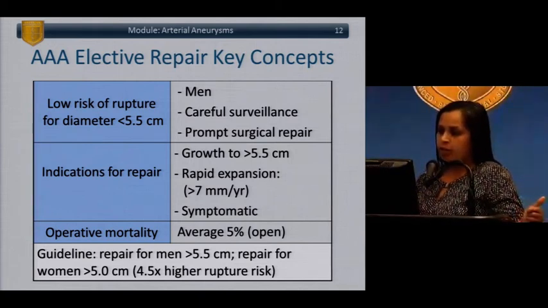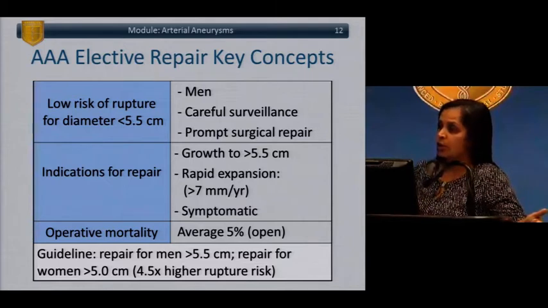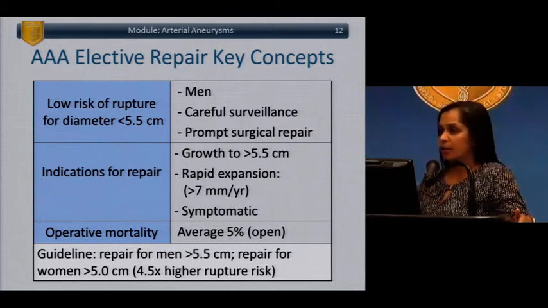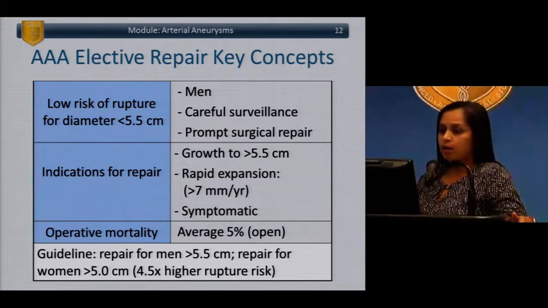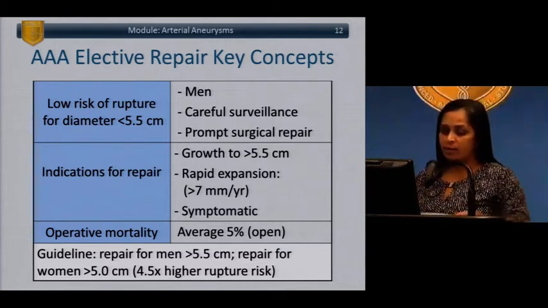So the general indications for repair are growth to greater than 5.5 centimeters, rapid expansion, and by that, the expected rate of expansion of an aneurysm is about 0.5 centimeters per year. So if the rate of expansion is greater than this, we might recommend repair. Any patient that is symptomatic, regardless of the size of their aneurysm. In women, our size cutoff is generally closer to 5 centimeters.